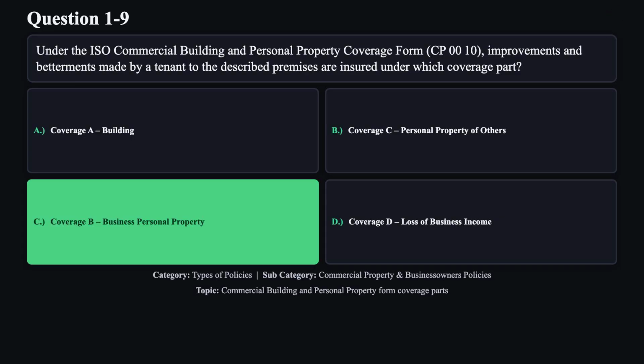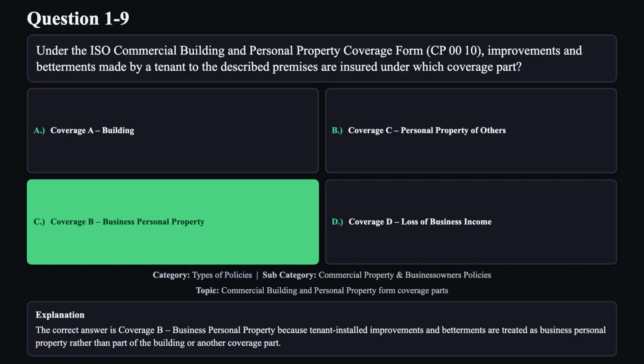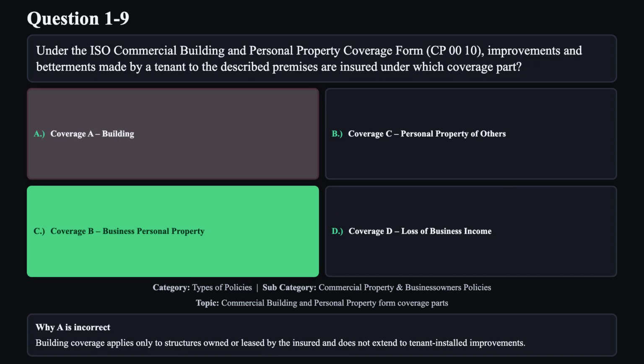The correct answer is C. The correct answer is coverage B, business personal property, because tenant-installed improvements and betterments are treated as business personal property rather than part of the building or another coverage part. Reason A is not correct. Building coverage applies only to structures owned or leased by the insured and does not extend to tenant-installed improvements.